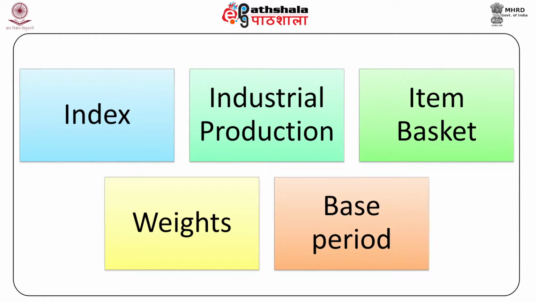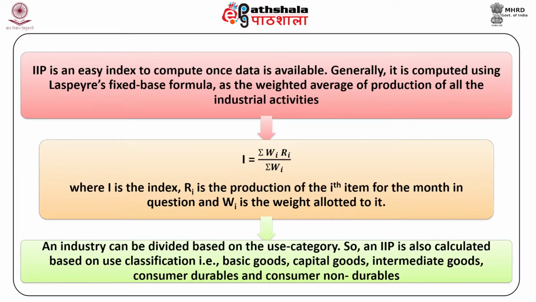Selection of the base period is done considering normality, availability of all relevant data, proximity to the comparison period, and the synchronization with other macroeconomic indicators. IIP is an easy index to compute once this data is available. Generally, it is computed using Laspeyres' fixed base formula as the weighted average of production of all the industrial activities.